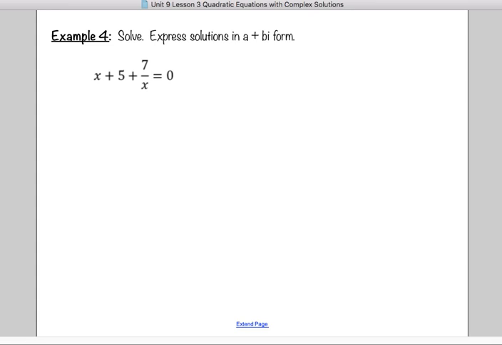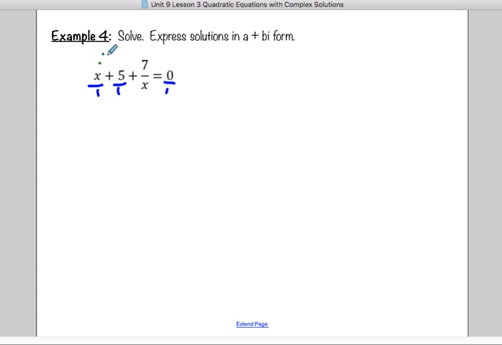This one looks a little different. I don't see a quadratic. So what I would do first of all is get a common denominator, or I would think about what my common denominator is and then multiply everybody by it. So right now, this is really over 1. So I have 1, 1, and x. This is over 1 as well. So my common denominator would be x.